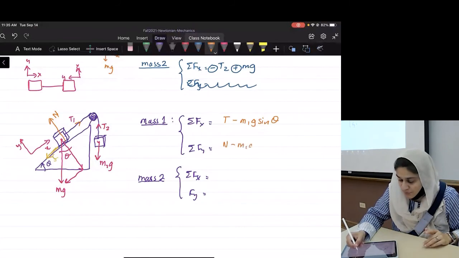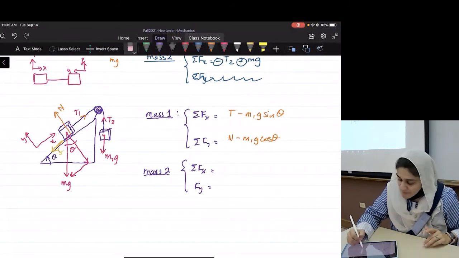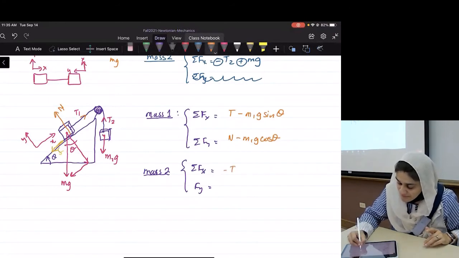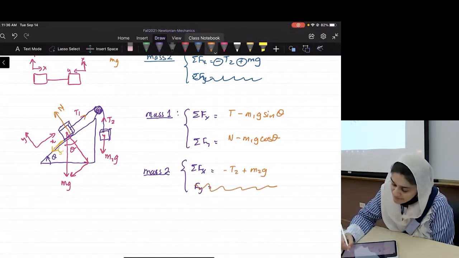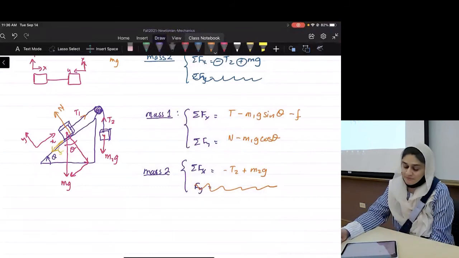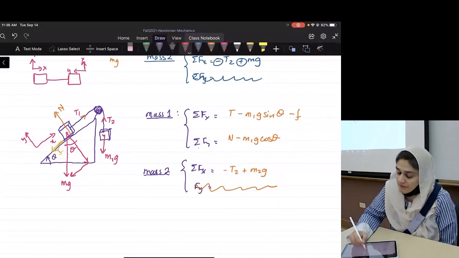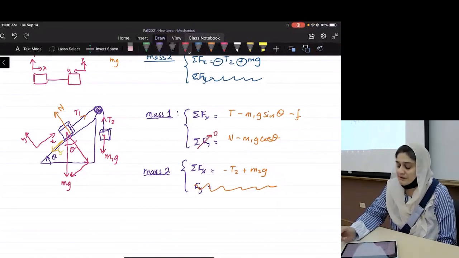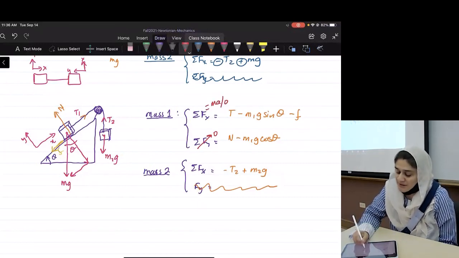N minus m1g cosine theta. And for mass 2, what will we get? Minus T2, yes, plus m2g. And nothing here. Oh, and we should probably have friction in here too, because we added friction, right? Minus friction. What's the possibility of sigma Fy? 0. And this could be ma or 0. And what could this be? Again, ma or 0.